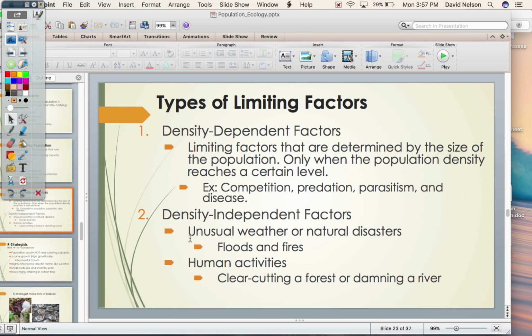Density-independent factors are things like unusual weather or natural disasters, so floods and fires, or human activities like cutting down forests. It doesn't matter whether there's a high density or a low density of organisms for things like these to happen. They're going to happen regardless, whether there's a bunch of them or a few of them. Weather doesn't care. It's going to do its thing regardless.